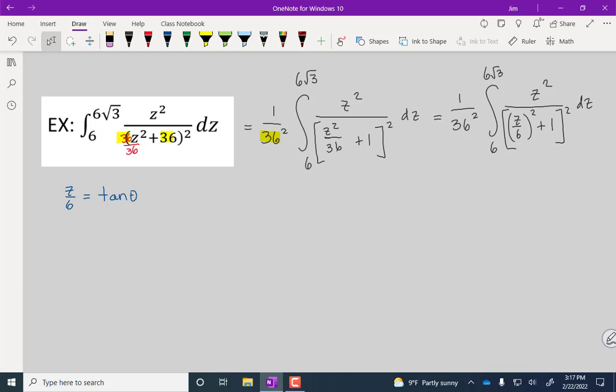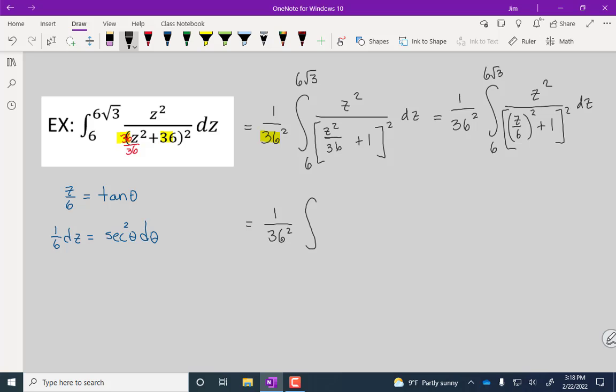And then we take the derivative of both sides. On the left, the derivative of z over 6 is 1 over 6 dz. And the derivative of tangent is secant squared of theta d theta. Now we're going to plug all that in. Every z that we see inside that integral has to be turned into thetas. So let's see if we can do it step by step. The 1 over 36 squared, let's just leave that. Let's not multiply that out. With trig sub, there's always things that cancel, so we'll just leave it for now.